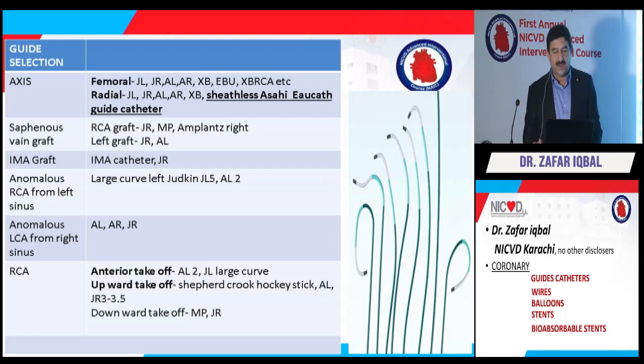RCA, in our common practice, we have seen very commonly has anomalous takeoffs. For the anterior takeoff, we can use larger curve catheters like AL2 and JL. And for downward, a very famous name, Shepherd's Crook, hockey stick, and AL or GR 3 and 3.5 can be used. For downward takeoff, obviously, multi-purpose and GR can do the job.